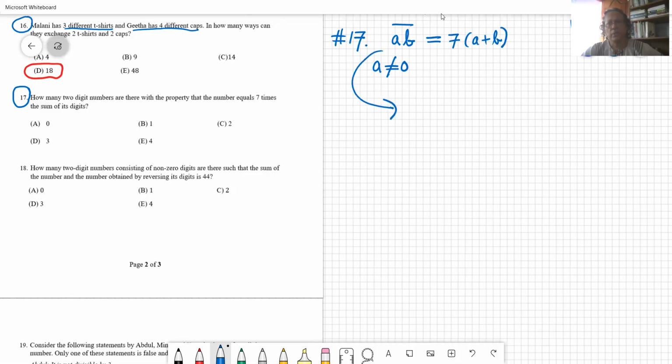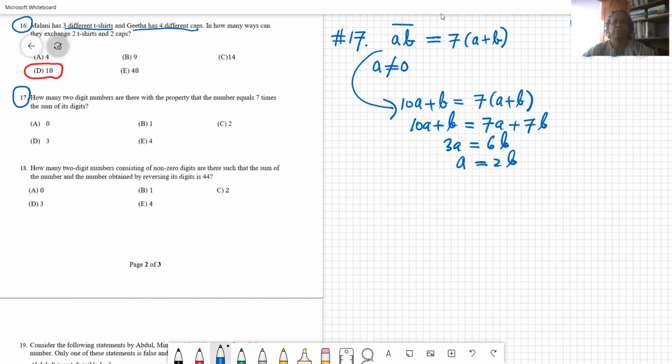And then we have 10A plus B is equal to 7 times (A plus B). So this is a little equation that we can simplify. So 10A plus B is equal to 7A plus 7B. And then if you bring 7A to the right-hand side and B to the left-hand side, you get 3A is equal to 6B. So this means that A has to be equal to 2B.